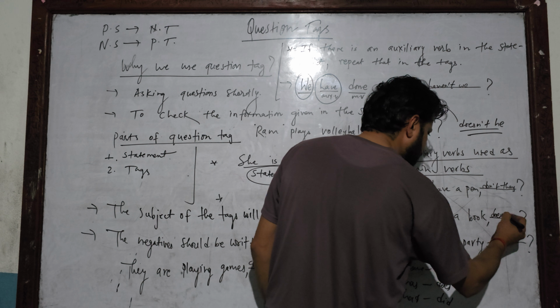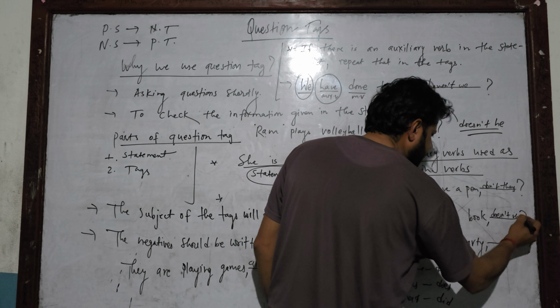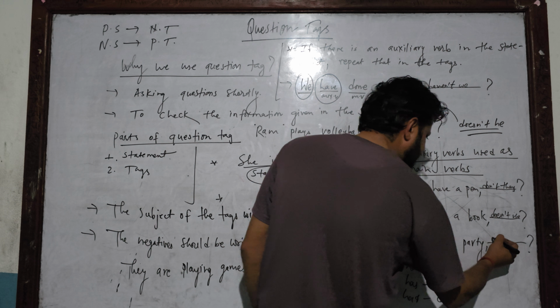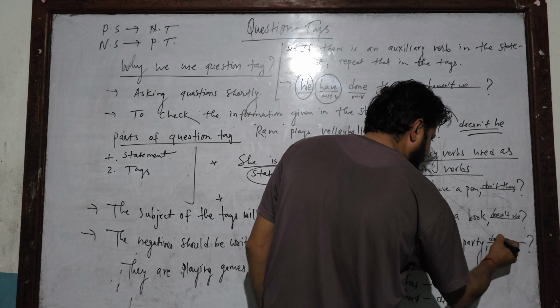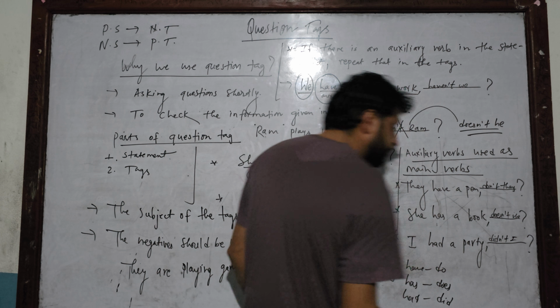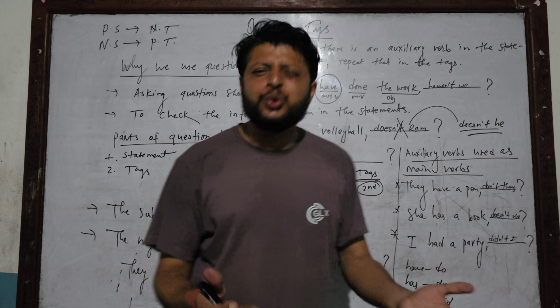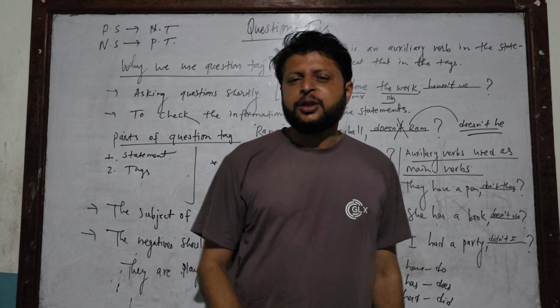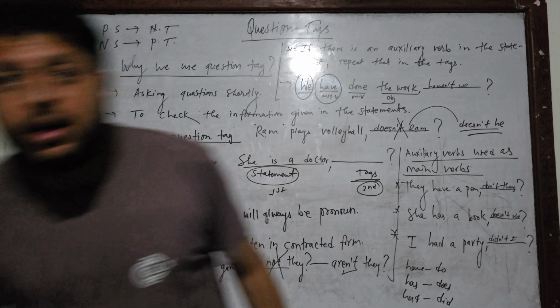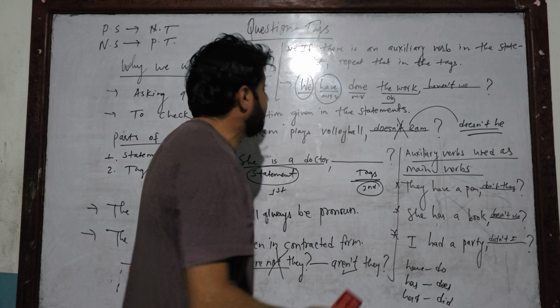She had a party. Positive statement, make the tag negative. Not "hadn't I." Instead, what do we write here? Didn't I. So that's how we do.